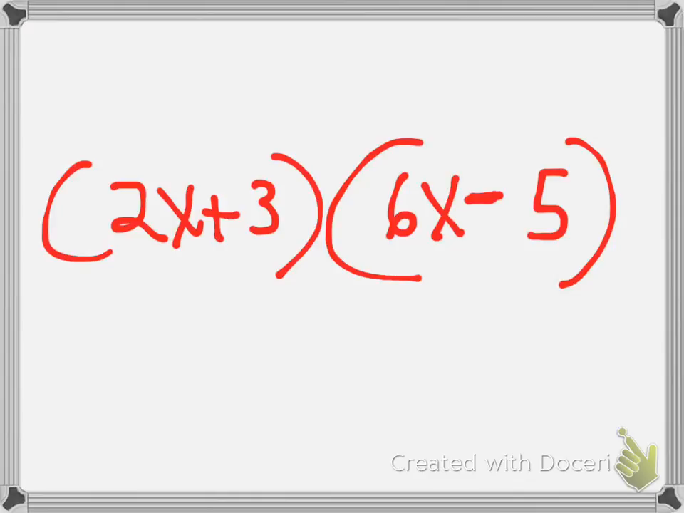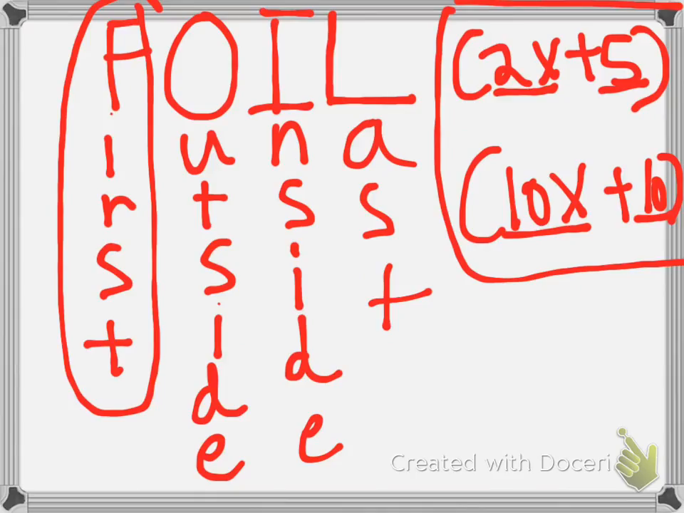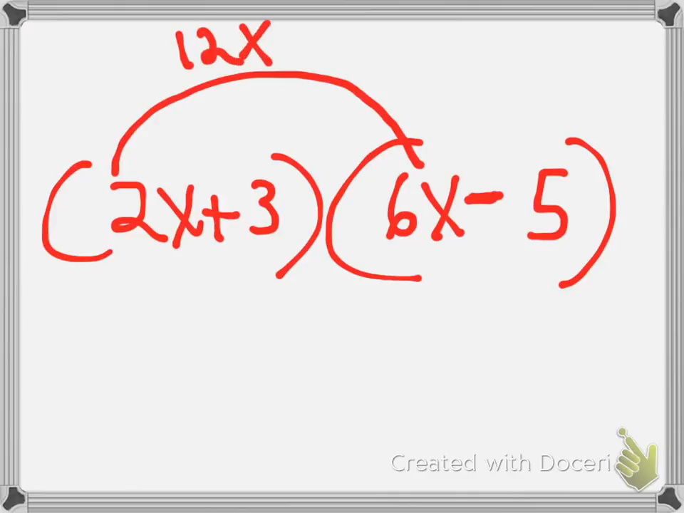So, as FOIL says, first, outside, inside, last. So we do first, because first, I mean, obvious. So we do 2x times 6x. Which is, what's 2 times 6? That's 12. And what's x times x? Well, that's x squared. There, 12x squared.